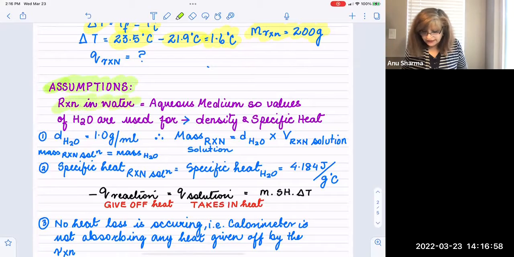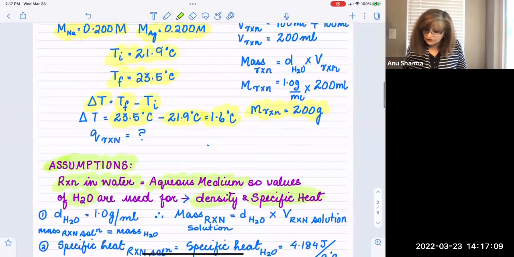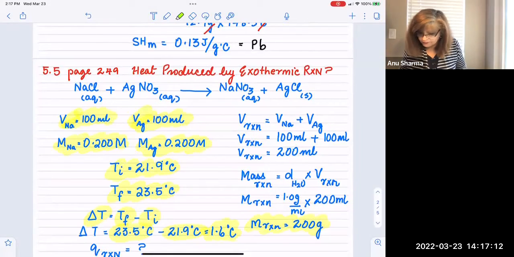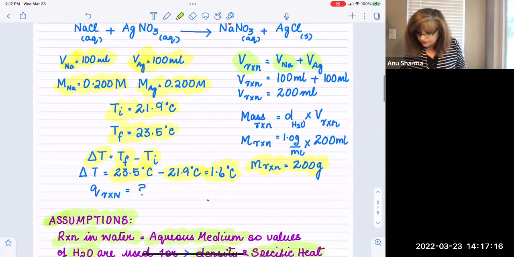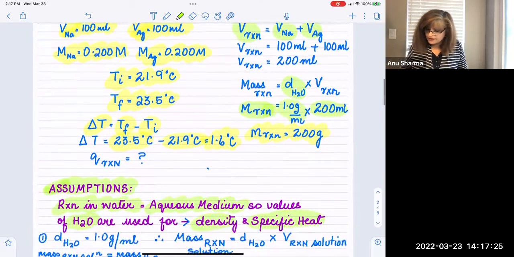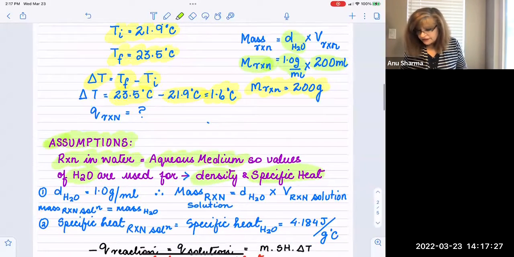So these reactions are occurring in water. In the aqueous medium, the values for water are used, the values for density and for specific heat. This is why, when I had the volume of the reaction mixture, this volume was converted to the mass of the reaction using the density. Density times the volume gives you the mass of the reaction.